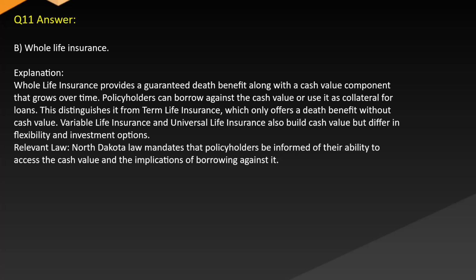Answer: B. Whole life insurance. Explanation: whole life insurance provides a guaranteed death benefit along with a cash value component that grows over time. Policyholders can borrow against the cash value or use it as collateral for loans. This distinguishes it from term life insurance, which only offers a death benefit without cash value. Variable life insurance and universal life insurance also build cash value, but differ in flexibility and investment options.